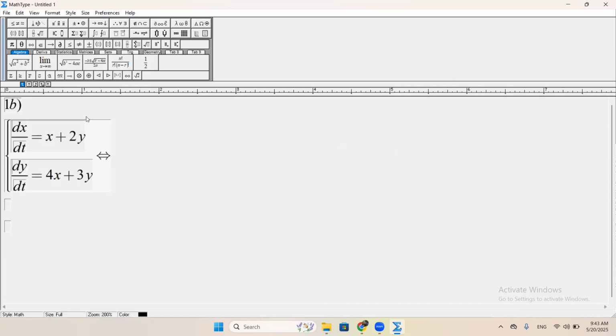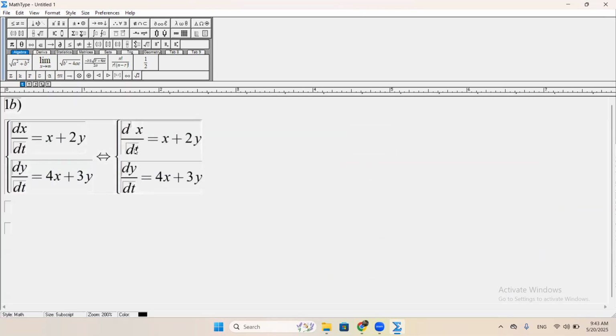So let us differentiate the first equation. So d2x by dt twice equals dx by dt plus 2 dy by dt.